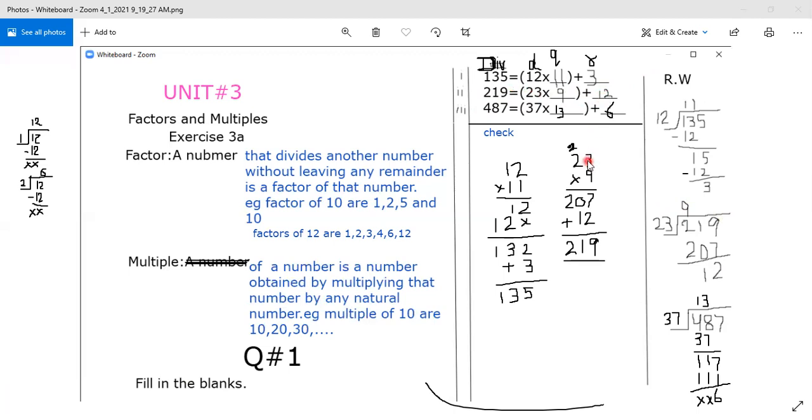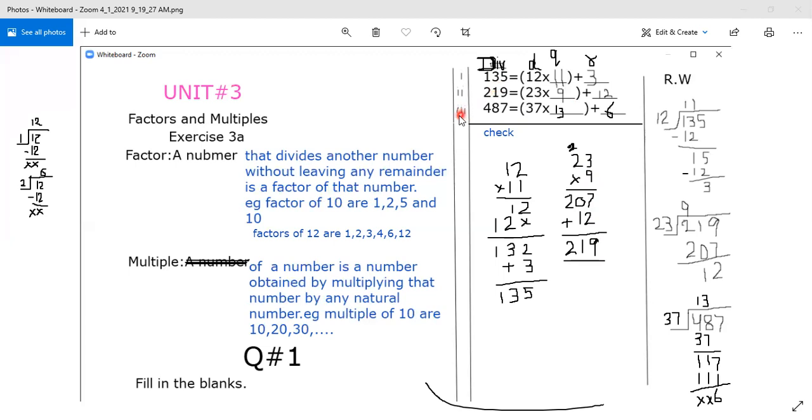And I have done the check for you whether it is true or not. Look, 23 times 9 gives us 207. 207 plus 12 gives us 219, or in other words, divisor multiplied by quotient plus remainder gives us the dividend.